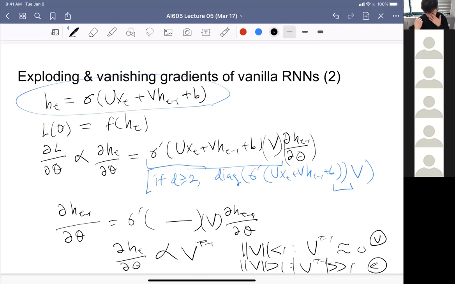So my suggestion is that always think of it in the one-dimensional space first, and then generalize that into multi-dimensional space, because operating with the matrices is very complicated.